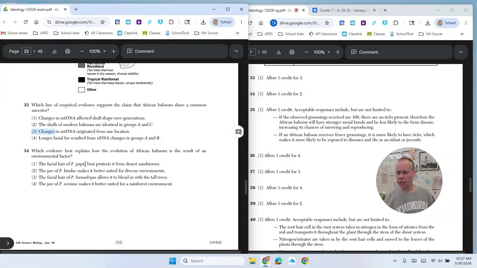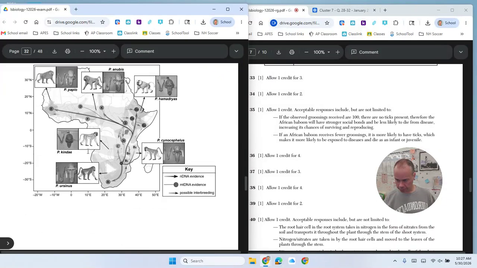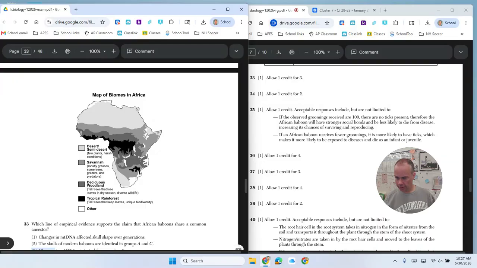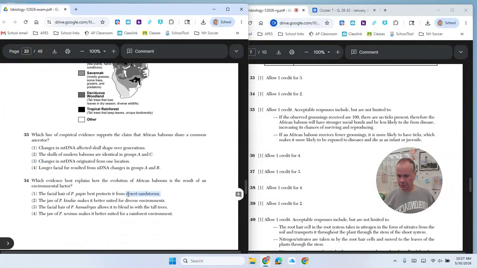The facial hair of P. papilio best protects it in deserts. So we would go back up here, find P. papilio, and we'd see, oh, it lives here. And then if we look at what biome that is, it's over here in the savanna area, or maybe the deciduous woodland right in here. That's not the desert. And so that's what makes this first choice wrong. So you have to do that for each choice.